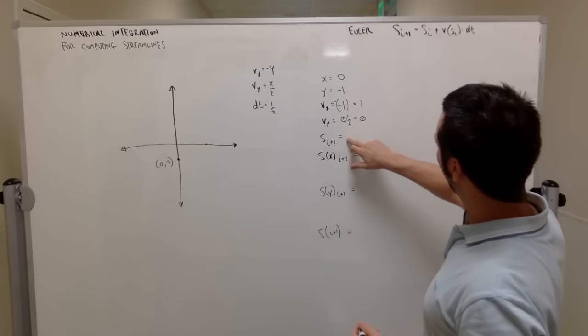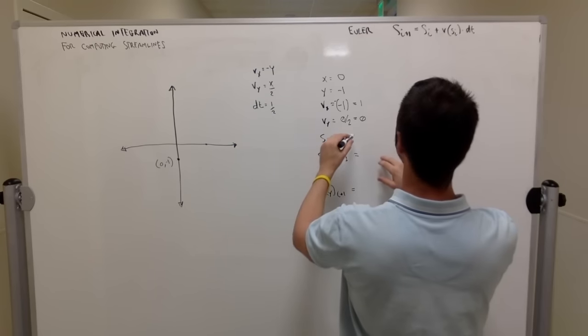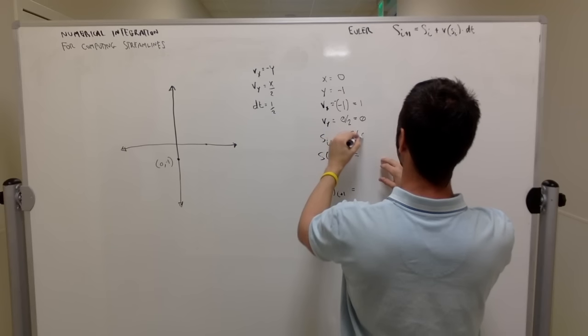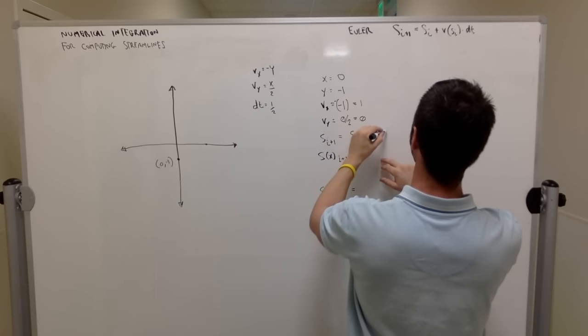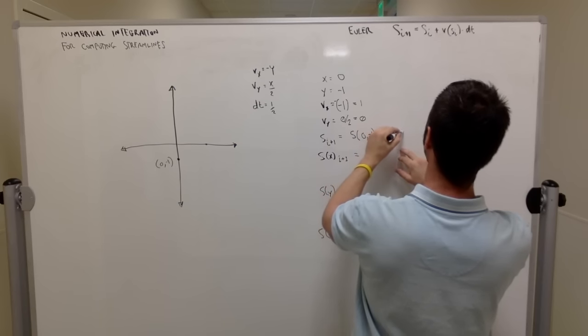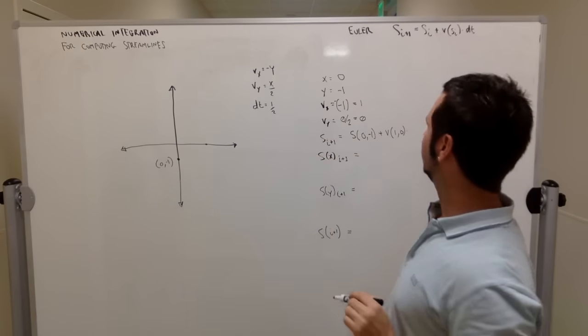So what is the formula then? The formula is the next point equals the current point, which is (0, minus 1), plus the velocity. The velocity is (1, 0) times dt. dt is given as a half.